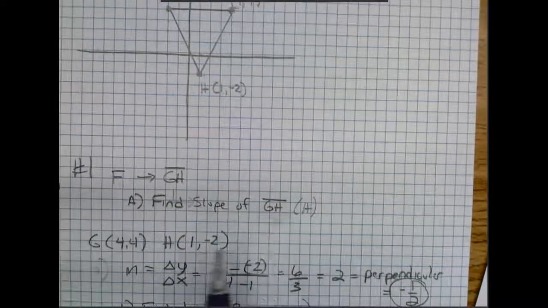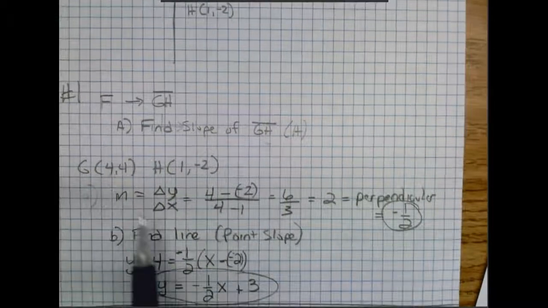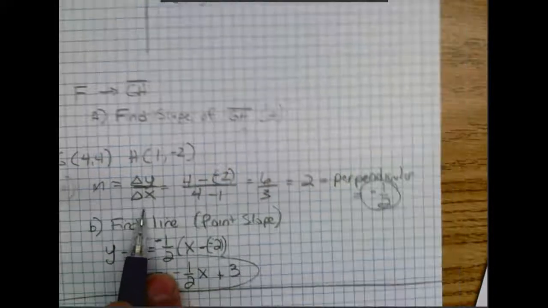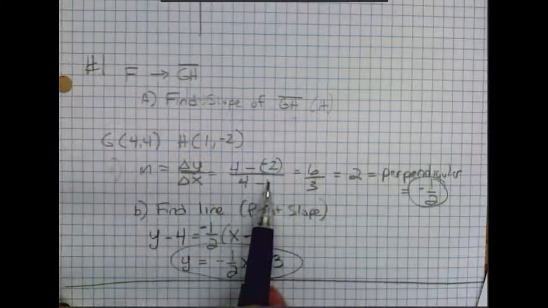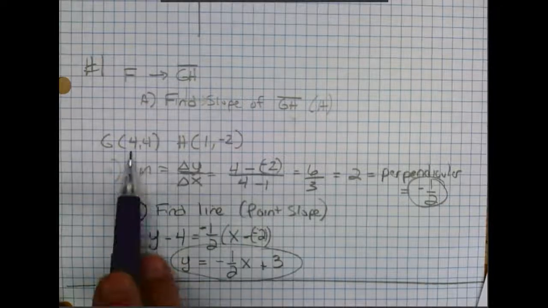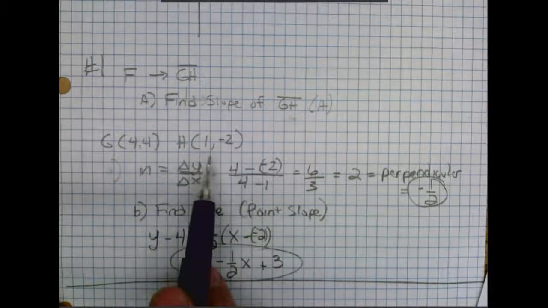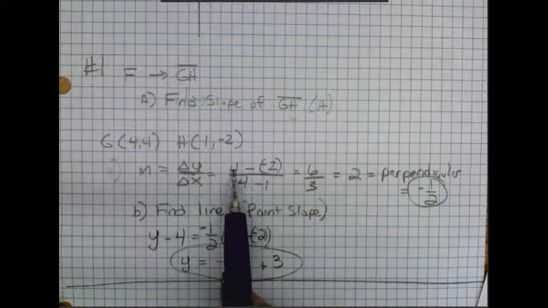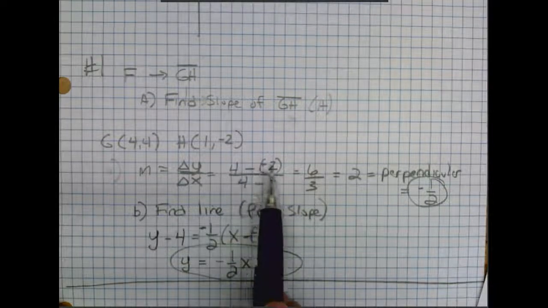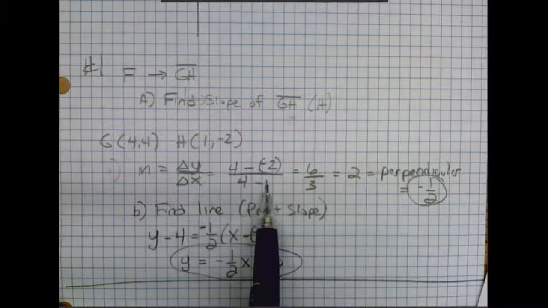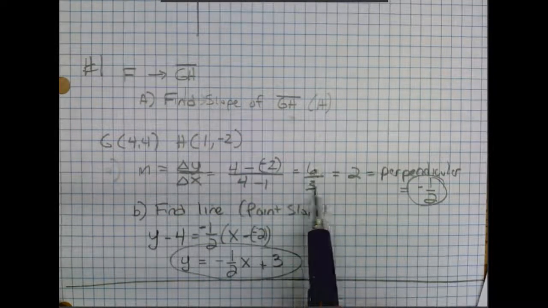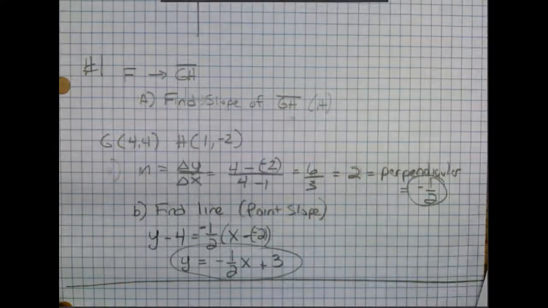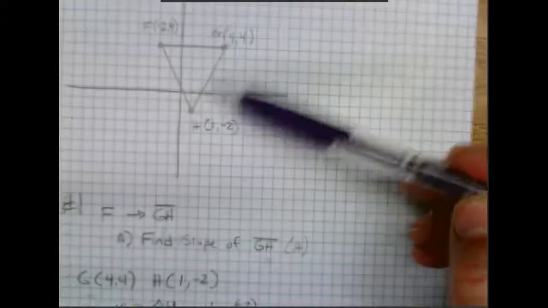We do that just by plugging in points, because we know the slope is the change in y over the change in x. We're just going to plug that in here. G is 4 for x and 4 for y, and H is 1 and -2. It doesn't really matter which one you start at. I'm just going to start with G, and I'm going to say 4 minus -2 for y, and then 4 minus 1 for x, and we'll end up with 6 over 3, or 2. So the slope of this line GH is 2.